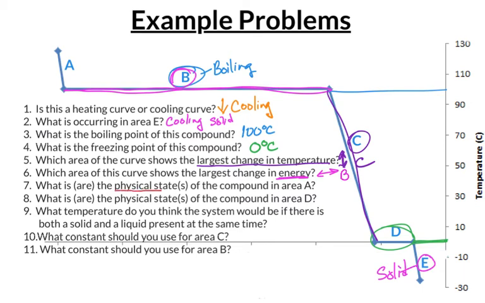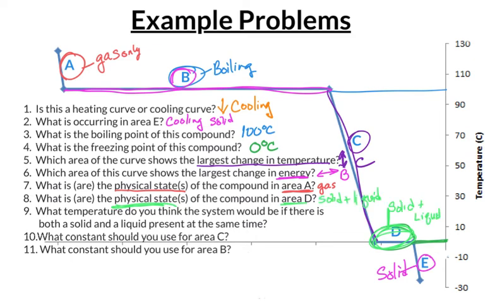Number 7, what are the physical state or states of the compound in area A? In area A, we have just the gas present, so we should have just gas. What about for area D? Number 8, what is or are the physical state or states of the compound in area D? Here we're seeing one of those flat lines that's telling us that we have 2 different physical states. In this case, we're on the lower one, and so this will be both the solid and the liquid because we're seeing it freeze at that point.